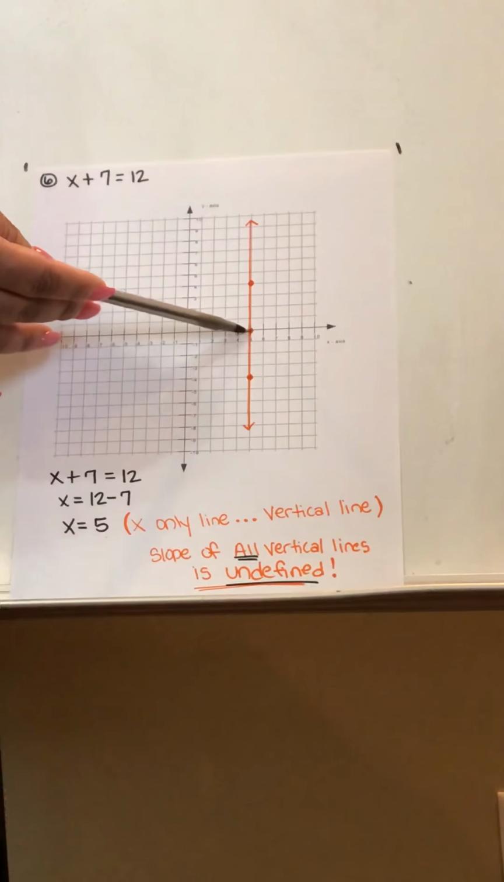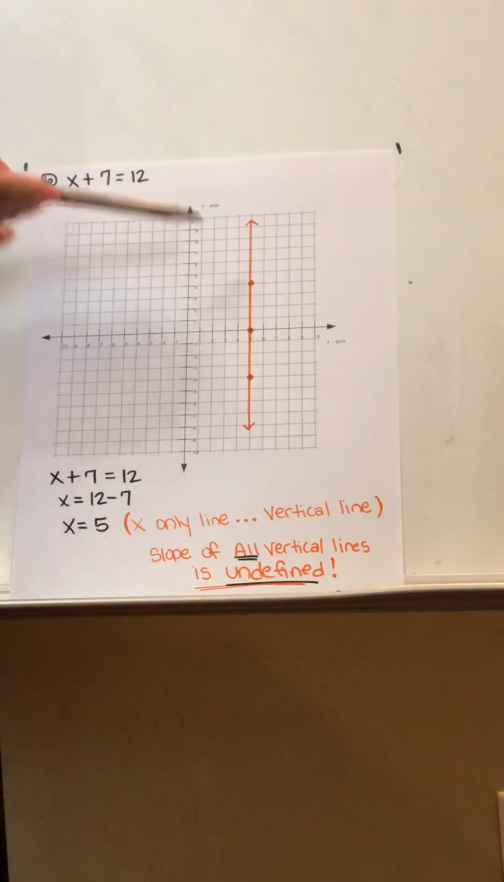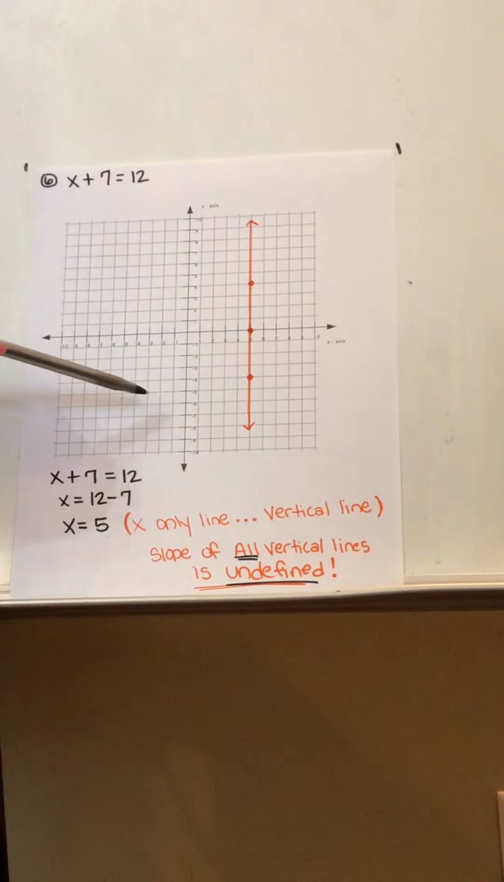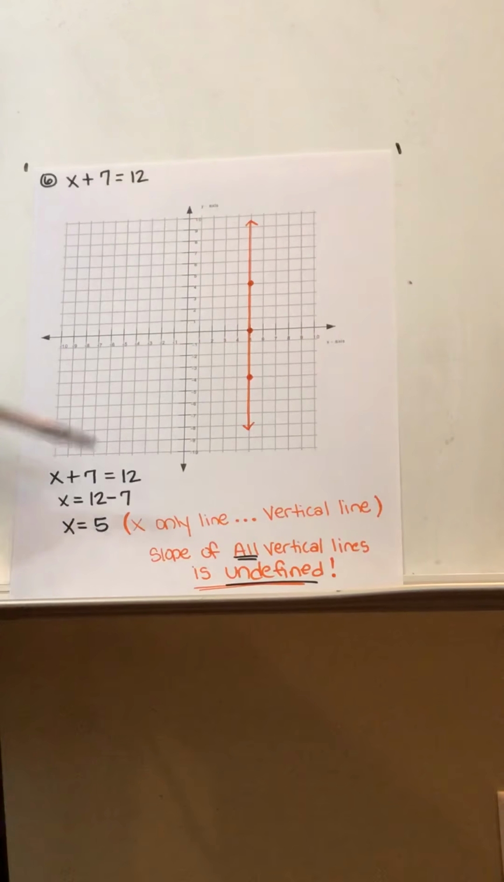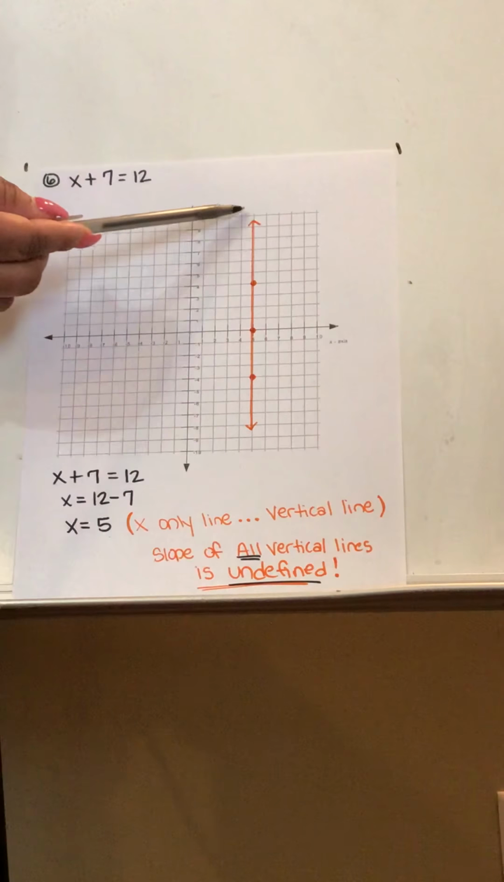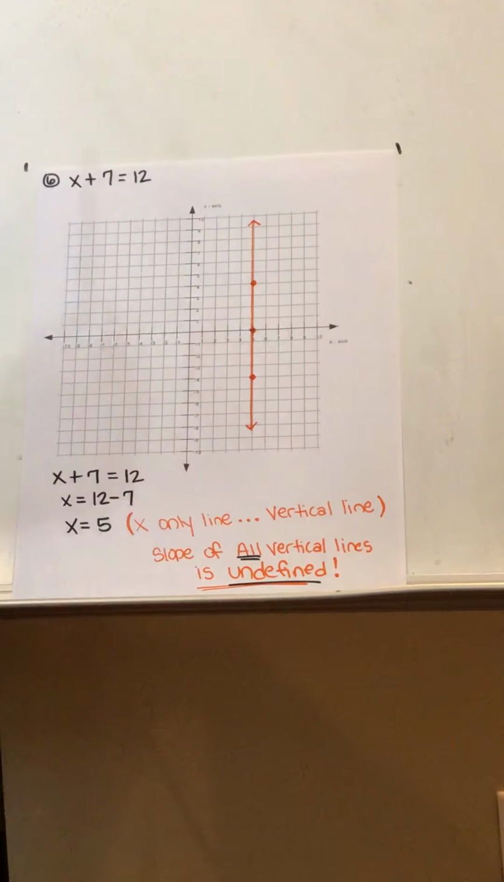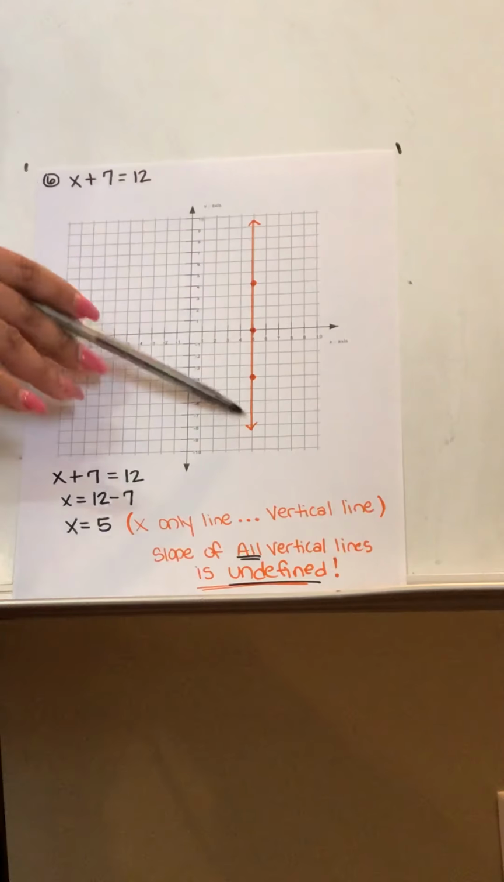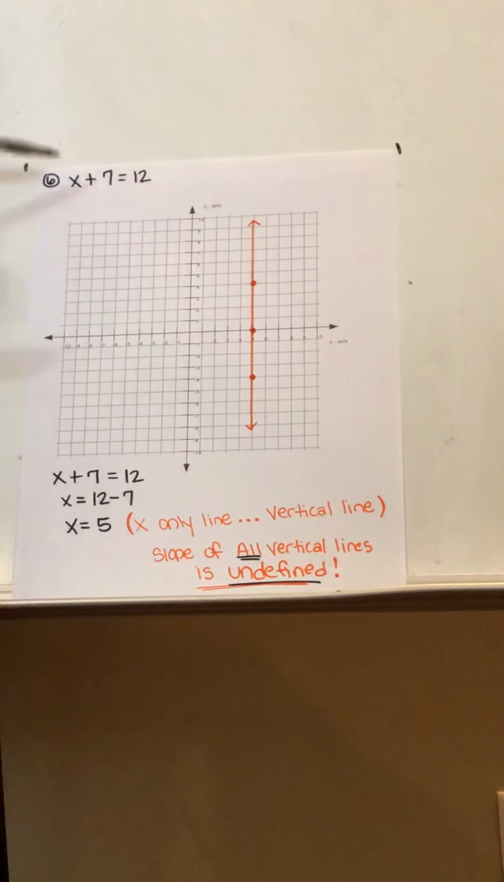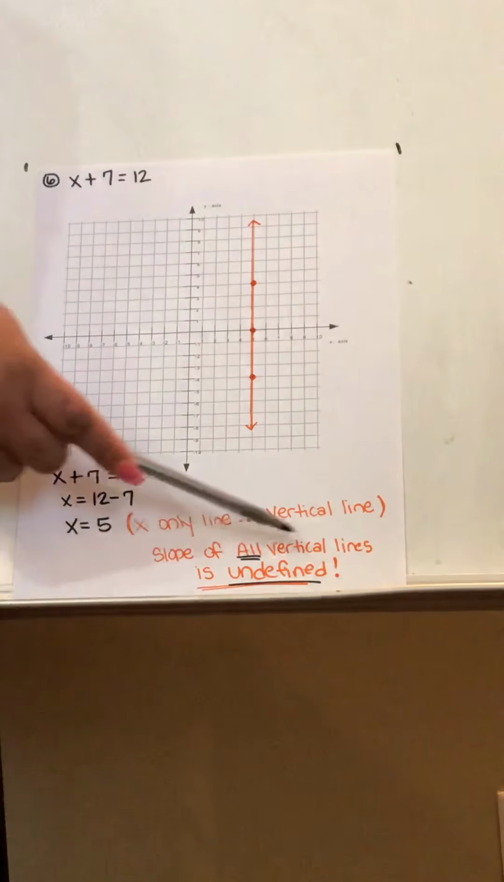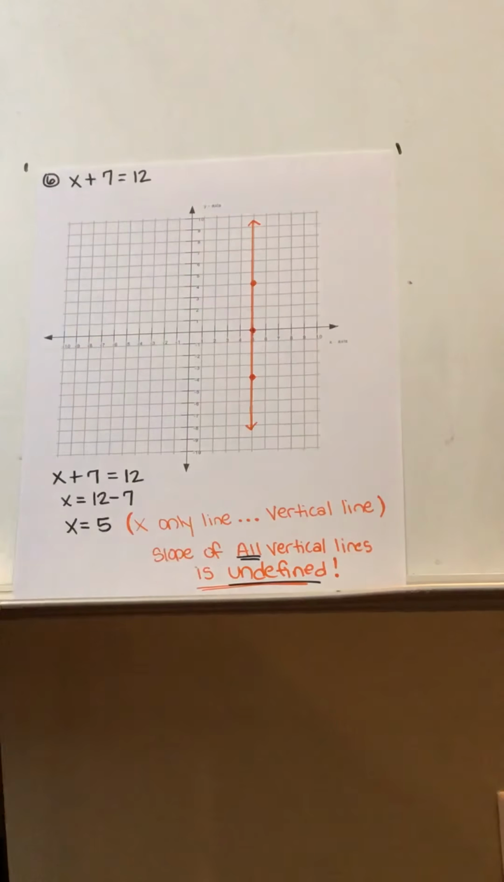So you go to the x-axis at 5, and the only way I can draw a line through that point without touching the y-axis, I can't touch the y because I don't have a y, is to draw a vertical line up and down through the 5 on the x-axis. Okay? This is your vertical line. Vertical lines are our x-only lines. Now you need to know that the slope of all vertical lines is undefined. It has an undefined slope.